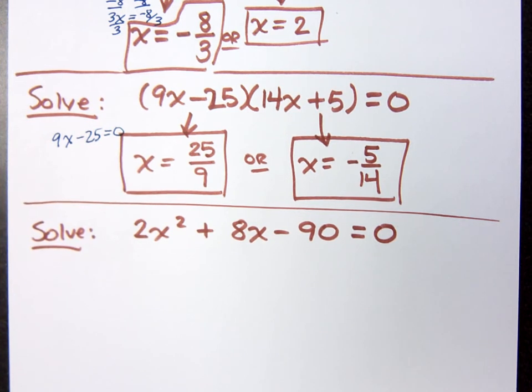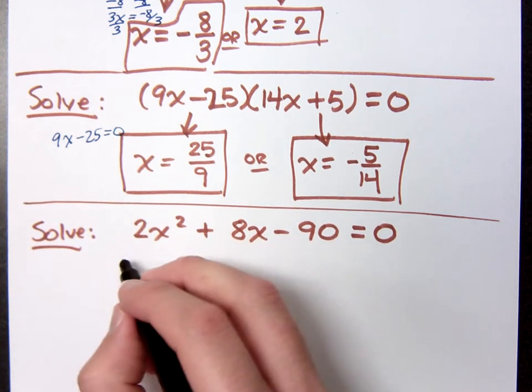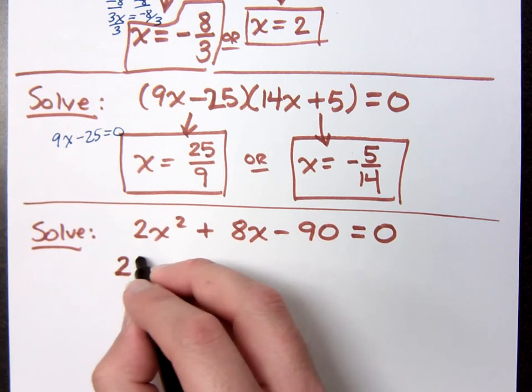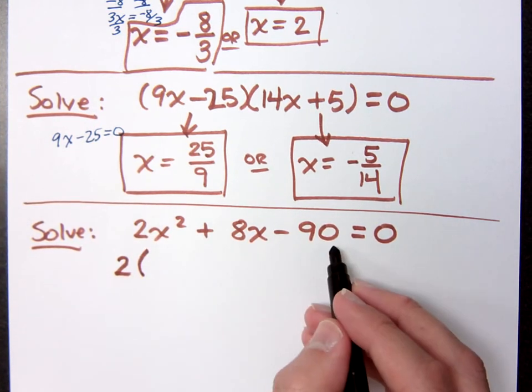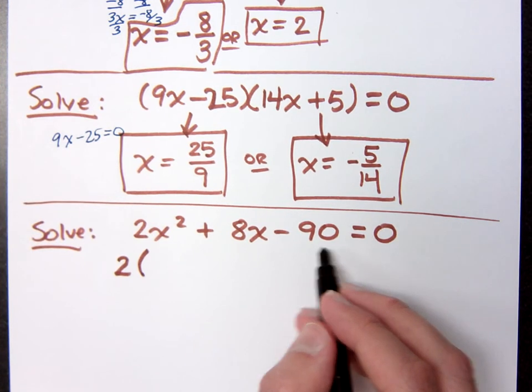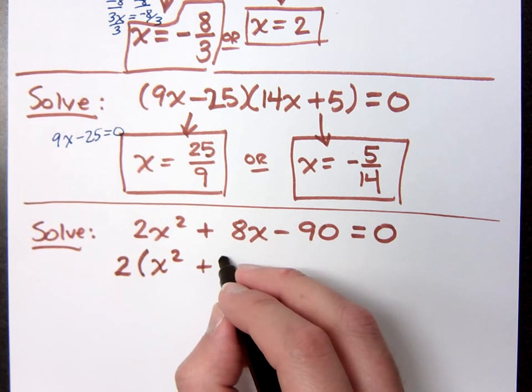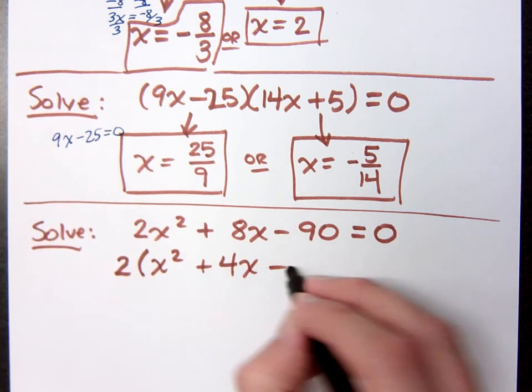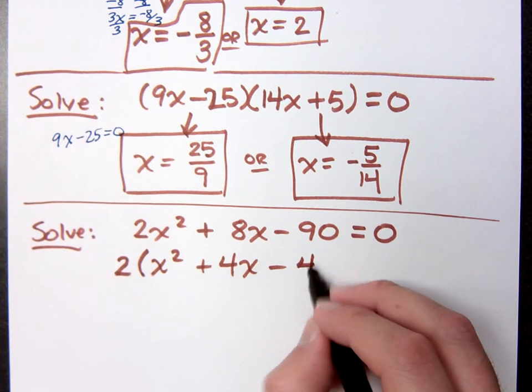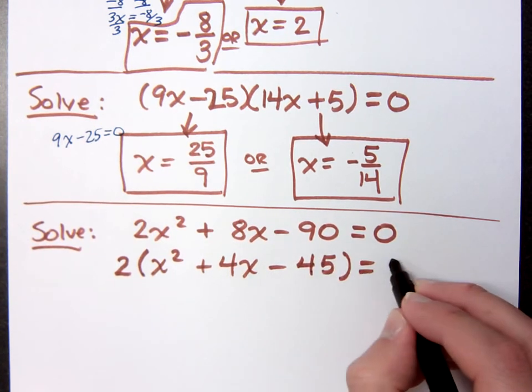Just take the 2 out. It's not really a question of can I take the 2 out, but I should take the 2 out. Because the process isn't take out a common factor if you want to. It's if there's a common factor, you take it out. So what's the common factor here? 2, not 2x, because x doesn't go into 90. If I factor out the 2, what do I have? x squared plus 4x minus 45, and this is still equal to 0.